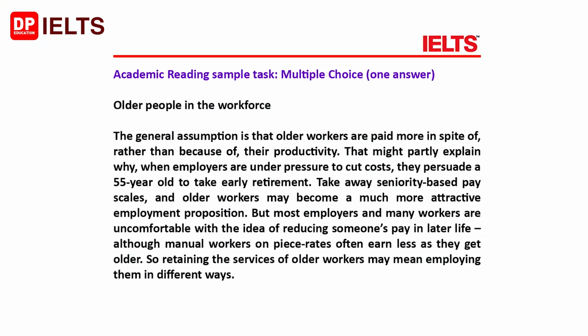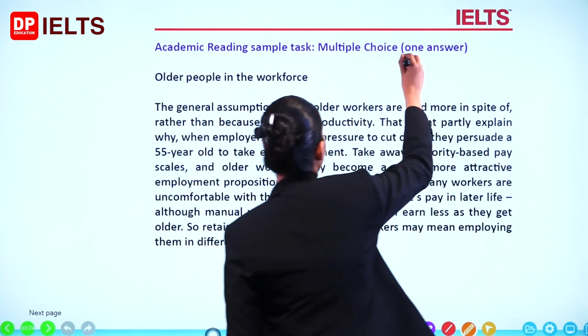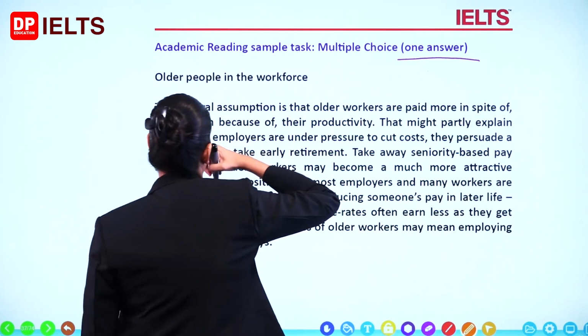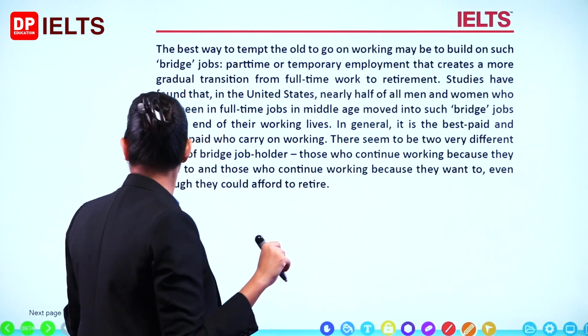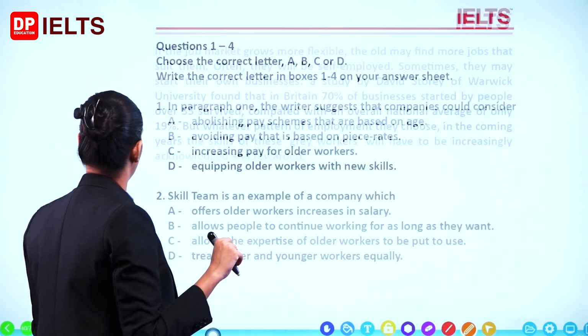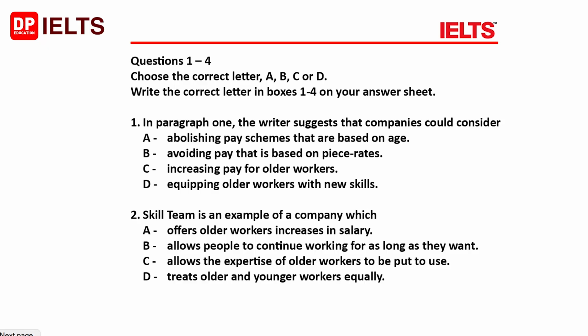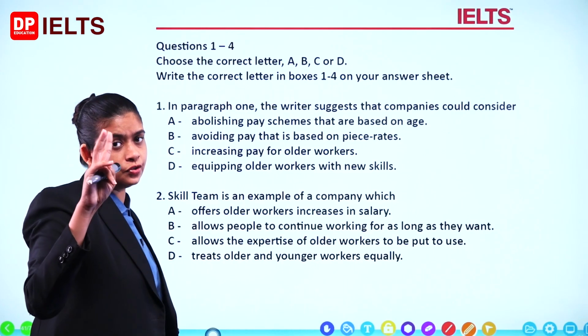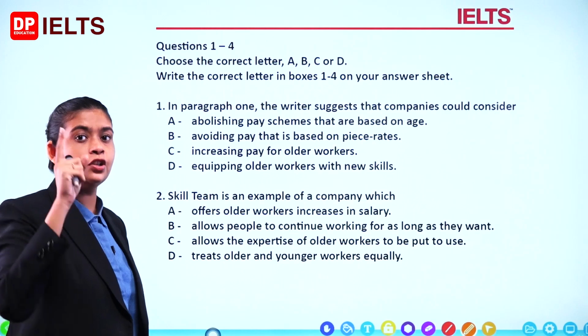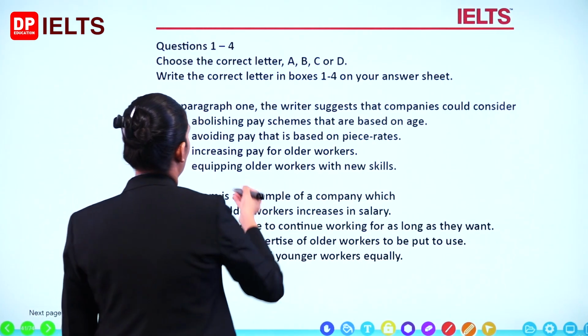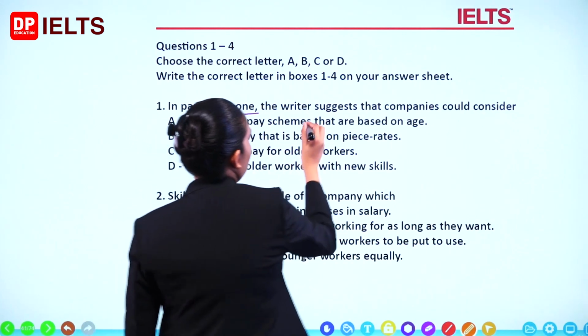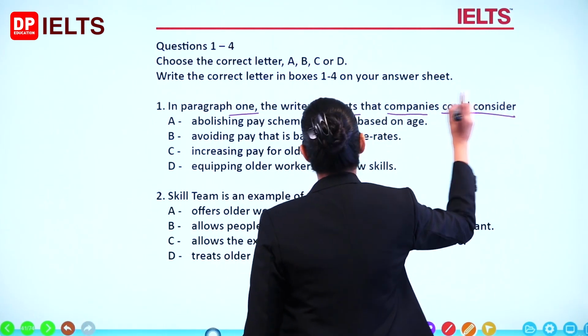Alright, so moving on, we have multiple choice, one answer. Older people in the workforce again, right? Okay, so let's have a look at the questions. Questions 1 to 4, choose the correct letter. A, B, C or D. Can you choose 2? No, you can only choose 1. Okay. In paragraph 1, the writer suggests that companies could consider.